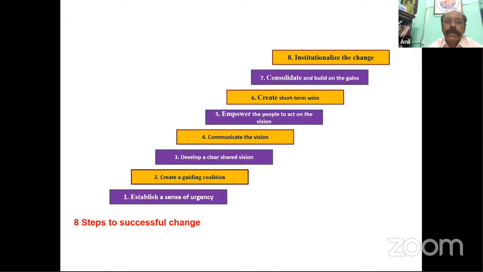clear shared vision, and communicate the vision. We have to communicate the vision to all the stakeholders, including society and the public, and empower the people to act on the vision. Then create short-term wins, consolidate and build on the gains, and institutionalize the change. Finally, you have to institutionalize your change. You have to structuralize it.